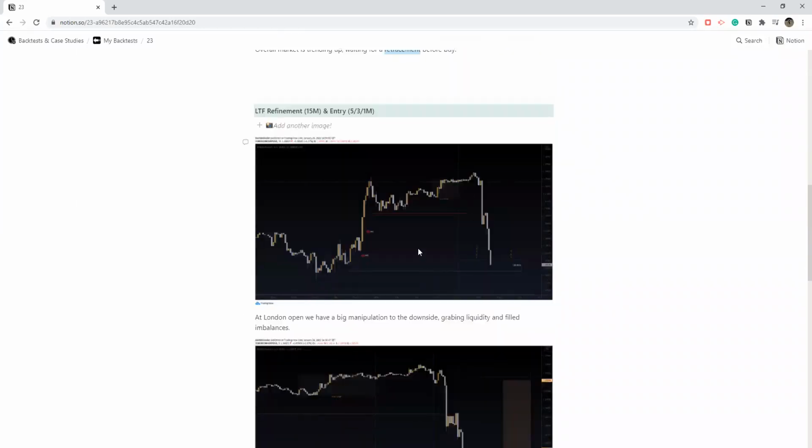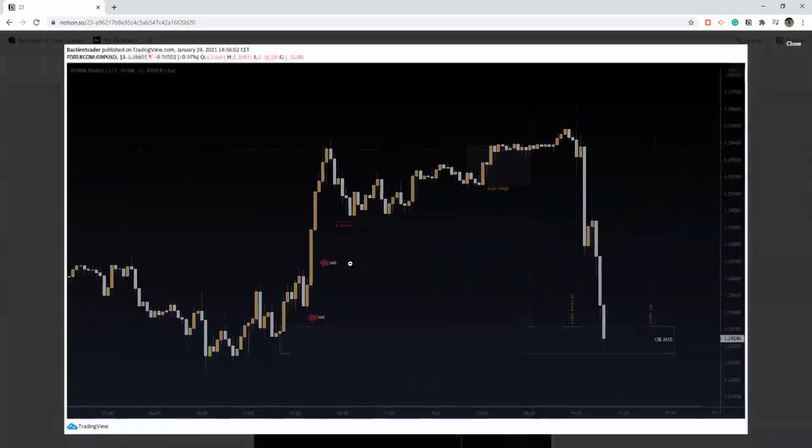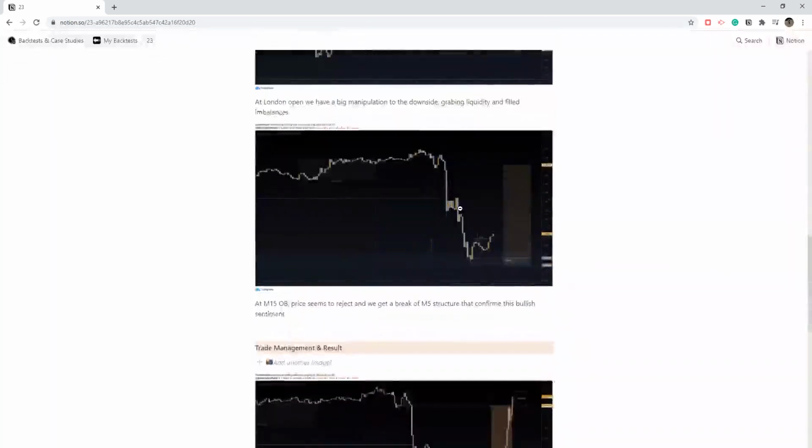Ooh, look at that. At London, we have a big manipulation to the downside, grabbing liquidity and filling imbalance. Asian range right there, liquidity zone, imbalance, and an extreme OB right there at the bottom. Really nice. Tap into it. Wow. This is way too bearish.